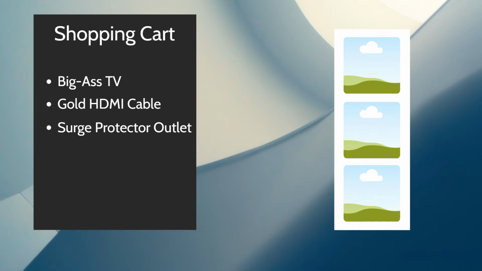All right, so here's my shopping cart. In the shopping cart, it's got my big TV, my gold HDMI cable that I greatly overpaid for, and the surge protector outlet that's going to stop my new investment from blowing up, if it even works, after Gargantuan Man shoved it in the back of my car.